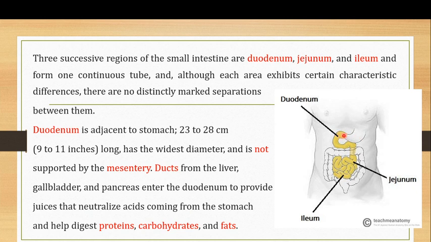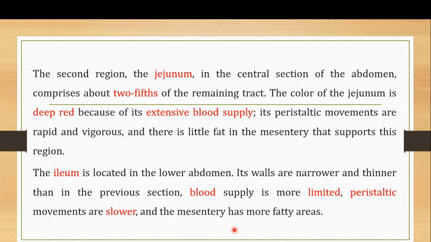As you can see over here, the duodenum is in direct connection with the stomach. There is the stomach, the HCl in the stomach. So if the acid comes directly to the duodenum, that can actually damage the area of the duodenum. So to prevent that, the ducts from the liver, the gallbladder and the pancreas release juices, and the function of those juices is to neutralize the acid coming from the stomach. And as these juices contain enzymes, those enzymes help in the digestion of the proteins, the carbohydrates and the fats.